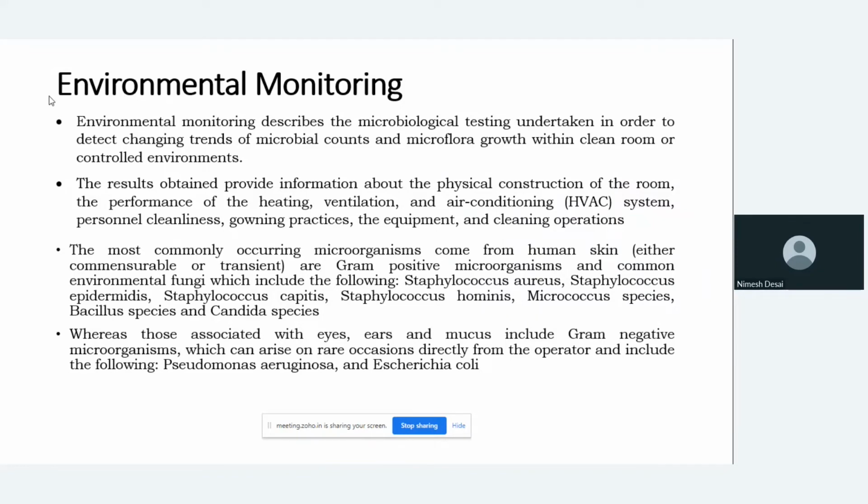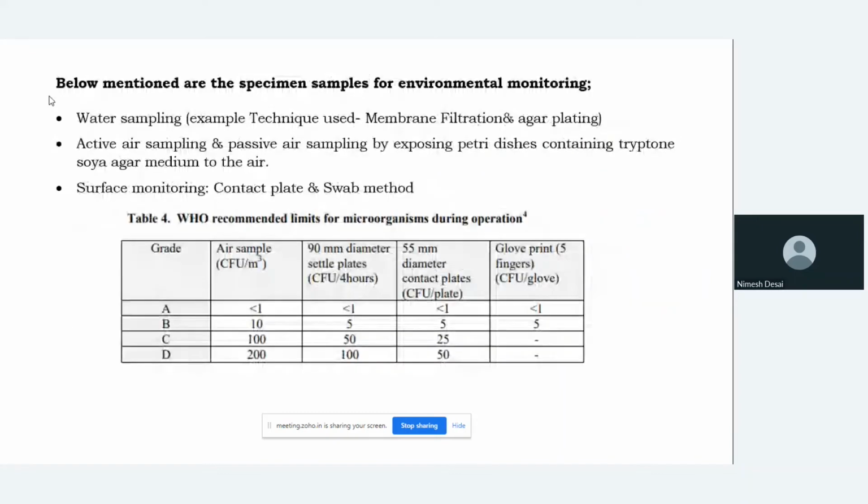The most commonly occurring microorganisms come from human skin, are gram-positive microorganisms, and common environmental fungi, which include the following: Staphylococcus aureus, Staphylococcus epidermidis, Staphylococcus capitis, etc., whereas those associated with the eye, ear, and mucus, including gram-negative microorganisms, which can arise on rare occasions directly from the operator, include the following: Pseudomonas aeruginosa and Escherichia coli.